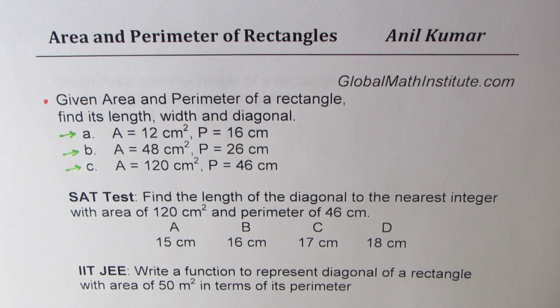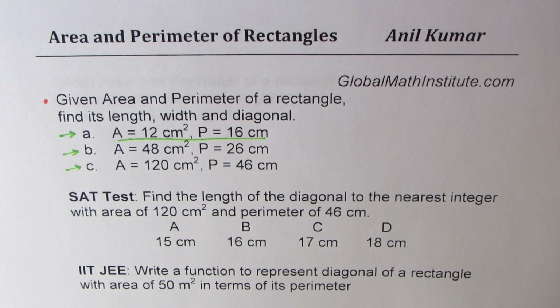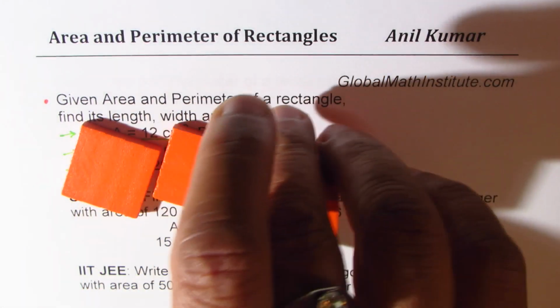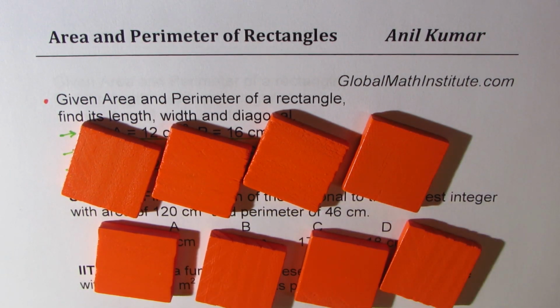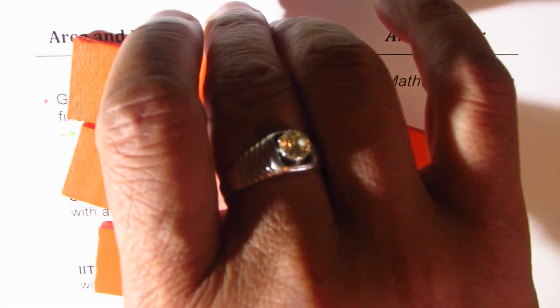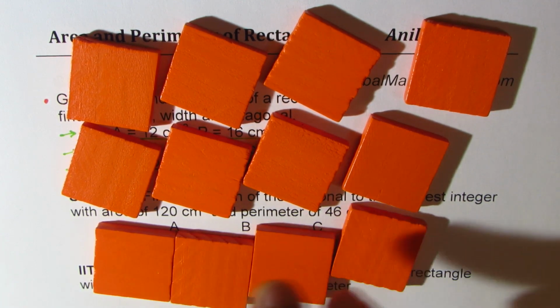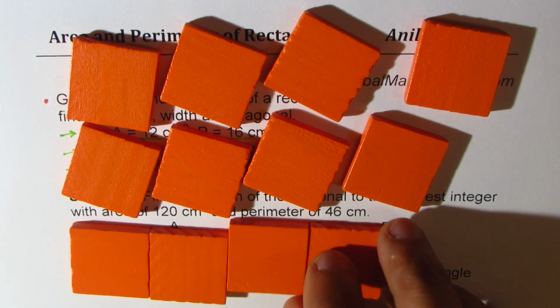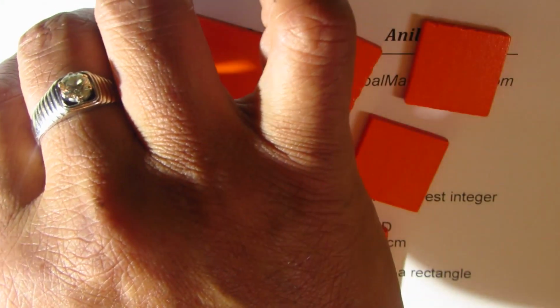12 centimeters square is the area. So we'll try to solve the first part, which is we have area of 12 centimeters and perimeter of 16 centimeters. We want to find just the length and width. So for 12 centimeters square, we'll take these blocks, each of 1 centimeter square, let us say, right? So if I take 12 of them, then for sure I have area of 12 centimeters, correct? Now the whole idea is to somehow group them together so that we get the required perimeter. I hope you get the point, right?